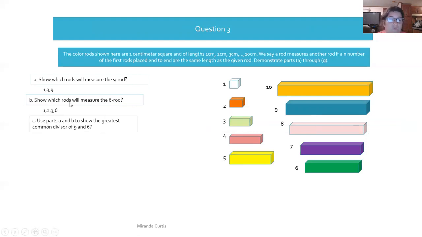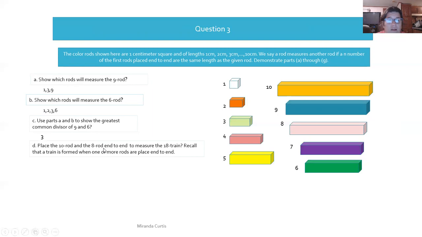Okay, it says use part A and B. Okay, A and B. Show the greatest common divisor. Show the common divisor of 9 and 6. Okay, guys, look. They both have a 1, but it's not big enough. They both have a 2. No. They both have a 9 and a 6. No. Okay, so it's going to be 3.